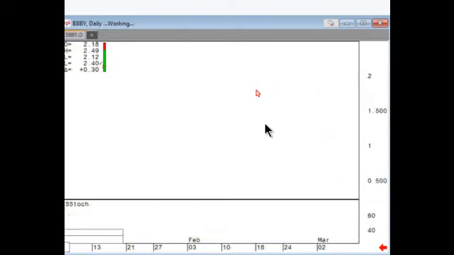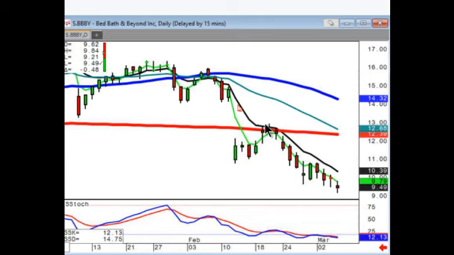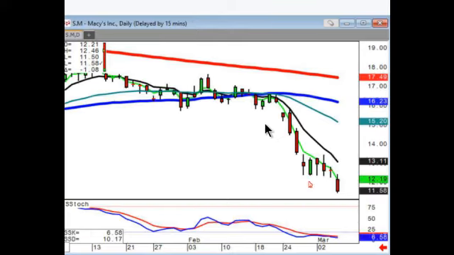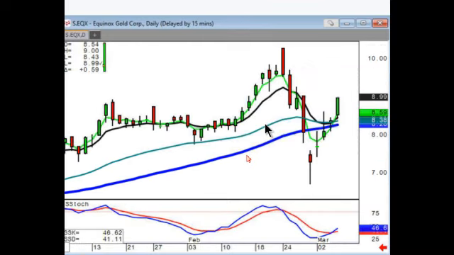Bed Bath & Beyond, stay short. You can see where it failed. Still heading down. Macy's, stay short. Wave 3 to the downside. I think we did this one, didn't we? Yes. Good oil or good gold stock. We did those other ones. All right.